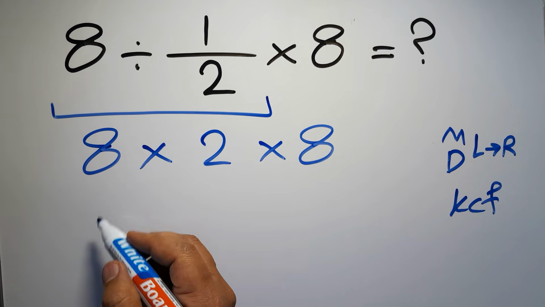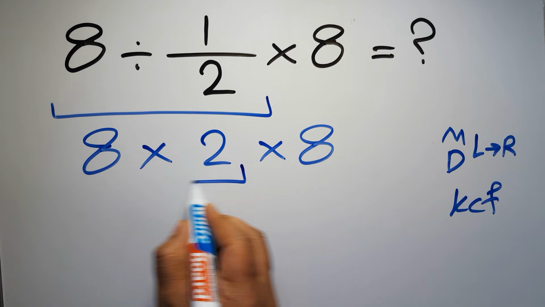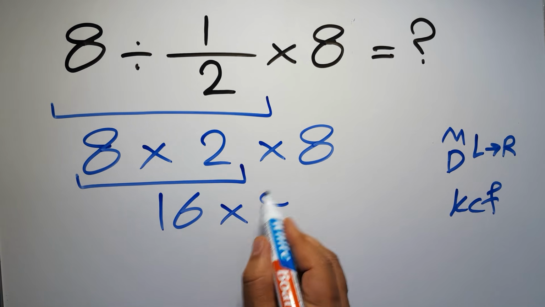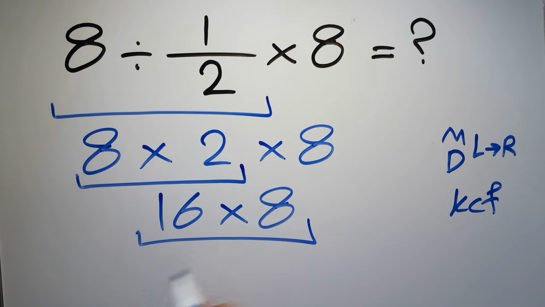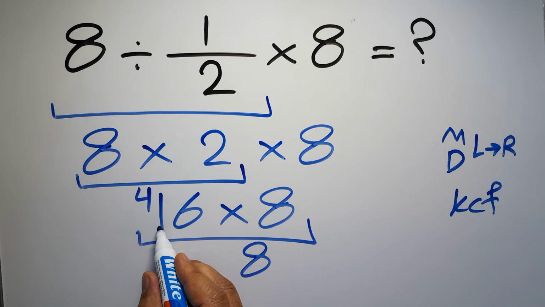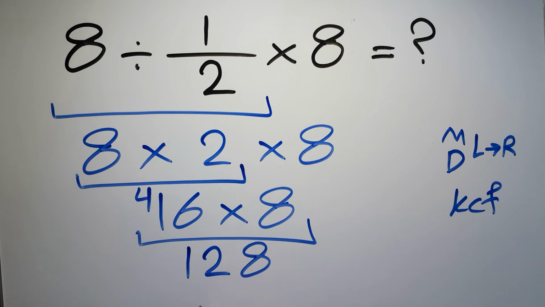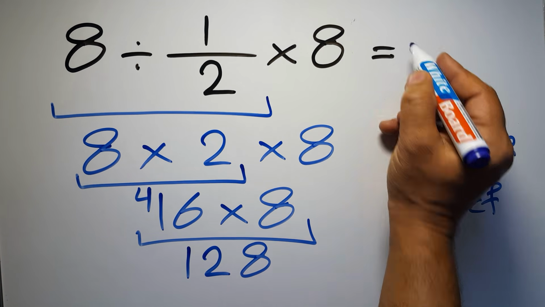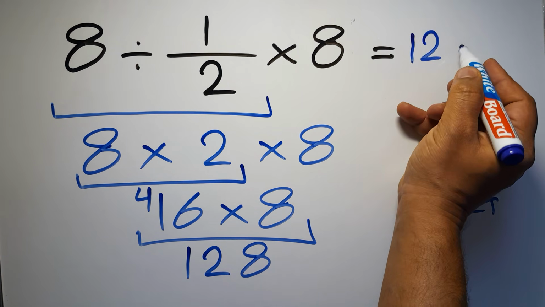First we do this multiplication. 8 times 2 gives us 16. So 16 times 8. Okay, 8 times 6 gives us 48. So we write 8 here and carry 4 here. 8 times 1 equals 8, and 8 plus 4 gives us 12. So we have 128, and this is our final answer to this problem. The correct answer is 128.